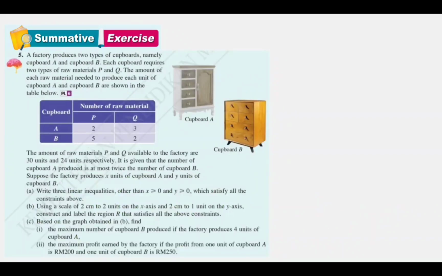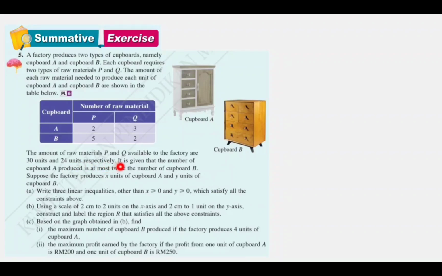Number 5. A factory produces 2 types of cupboards, namely cupboard A and cupboard B. Each cupboard requires 2 types of raw material P and Q. The amount of each raw material needed to produce each unit of cupboard A and cupboard B are shown in the table below. So, cupboard A and B need raw material P, Q as 2, 3, 5, 2.